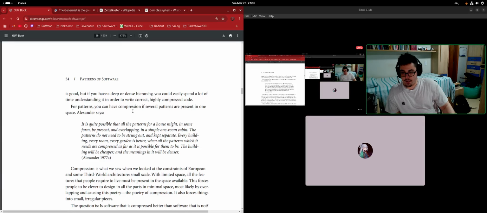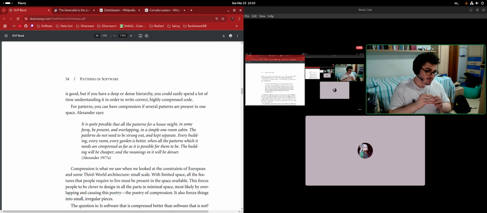And then for patterns, you can have compression if several patterns are present in one space. It is quite possible that all patterns for a house might, in some form, be present and overlapping in a small one-room cabin. The patterns do not need to be strung out and kept separate. Every building, every room, every garden is better when all the patterns which it needs are compressed as far as it's possible for them to be. The building will be cheaper and the meanings in it will be denser. So again, we saw this in chapter 1, section 1. Distance.